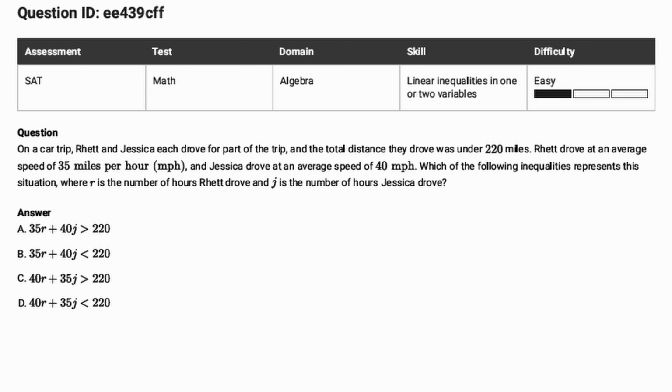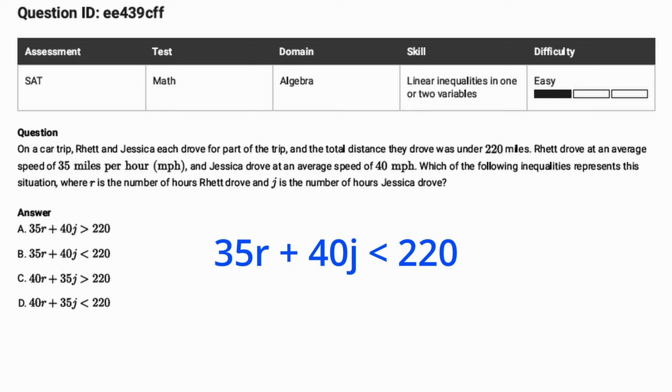All right. So, if you guys have heard my other videos, I love to highlight the word per because that always means there's a variable there. As far as I've seen, any word problem where you see per, a variable goes with that number. So, 35 for Rhett, so 35R, and 40 for Jessica, 40J. 35R plus 40J has to be under 220 miles, which means less than.